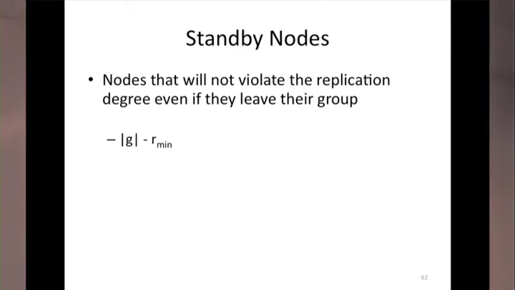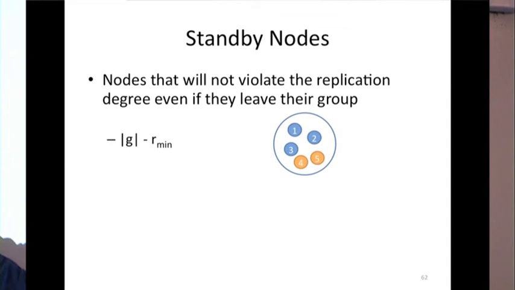Before I say how we handle those, I'll introduce a concept called standby nodes. Standby nodes are the nodes that can leave their group without violating the replication degree. For example, if you have a group where rmin is, let's say, 3, rmax is, let's say, 6, and there are 2 more nodes here, even if these 2 nodes leave this group, the size of the group does not violate our requirement, which is that it should be between rmin and rmax.